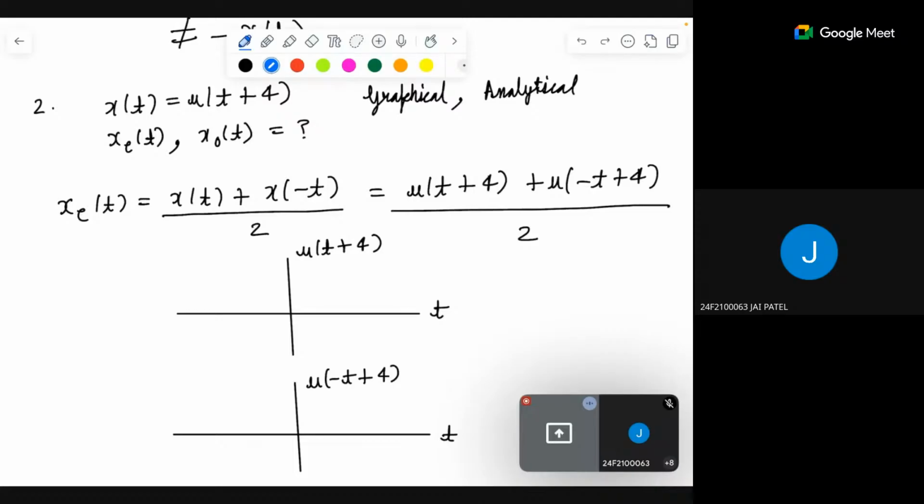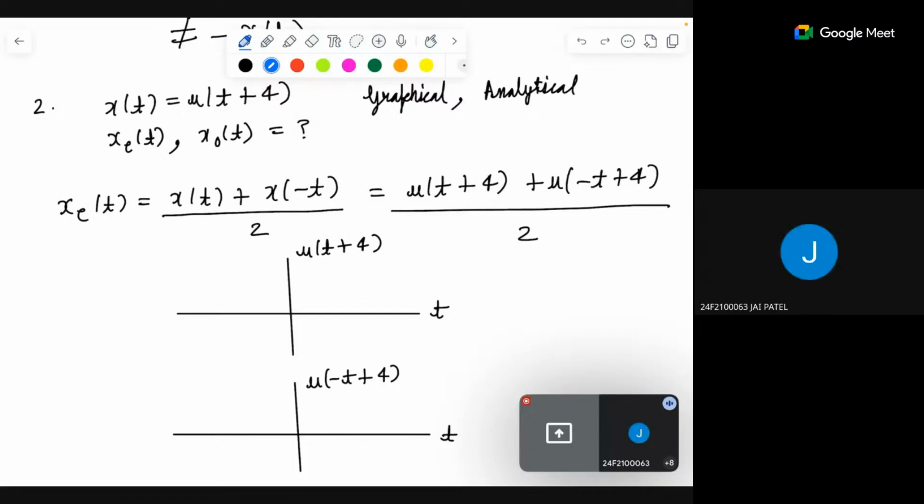Is the even one starting from -4 and ending at 4, while the amplitude is 1 by 2? No, no. You're close. Just observe it again. We are adding. Okay, class, do you want me to? It would be 1 by 2. DC signal, 1 by 2.